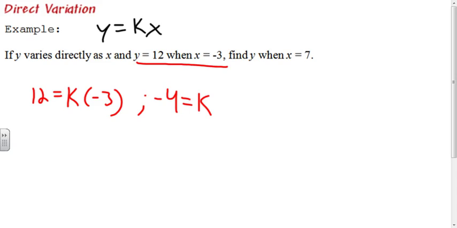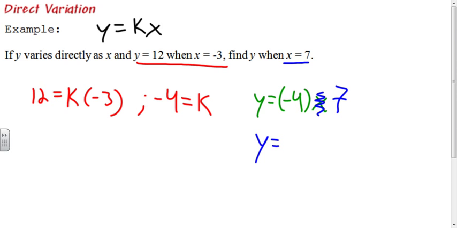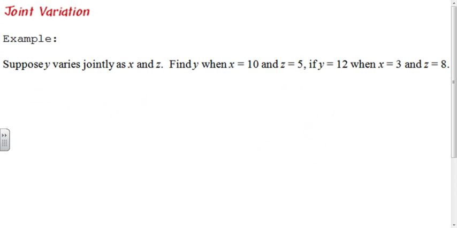So we would say y equals negative 4x, and we know that x is 7 in this case. Plug in our 7. Y equals negative 4 times 7 is negative 28. So that would be solving for direct variation.